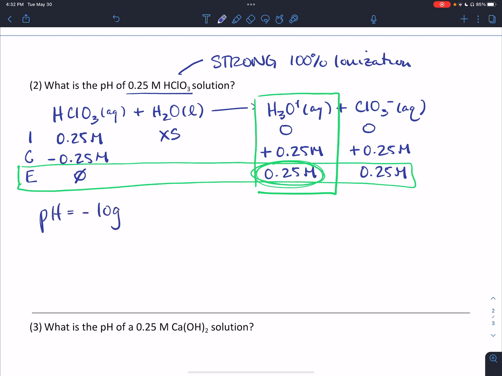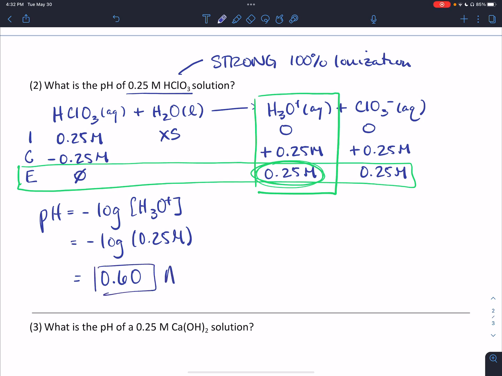So the pH is the negative log of that hydronium. So I get the negative log of 0.25 molar. I put that in my calculator, and I get a pH value of 0.60. That's pretty low, which makes it acidic. And if I look at my solution, that's reasonable because I had an acid that was ionizing. So I should get an acidic pH.